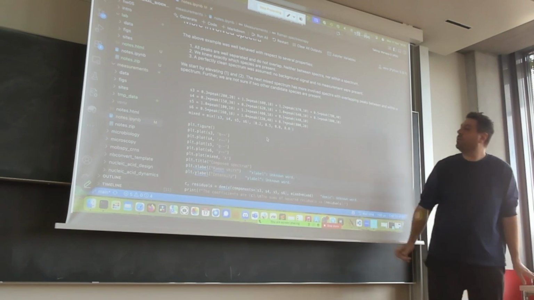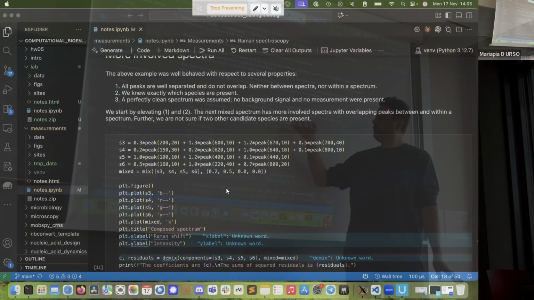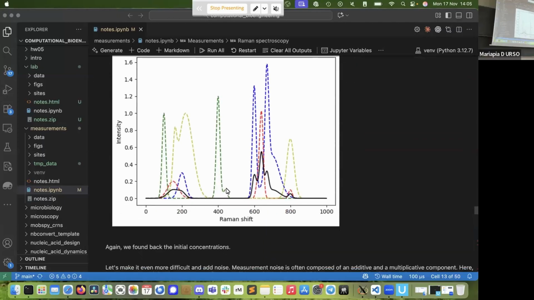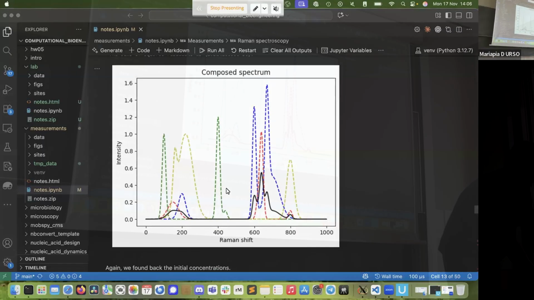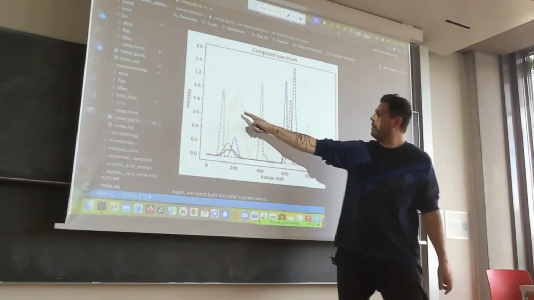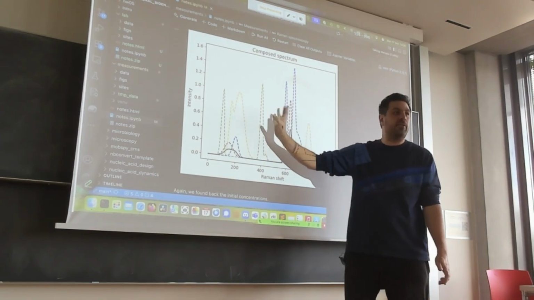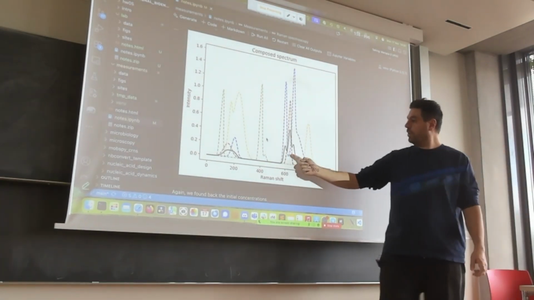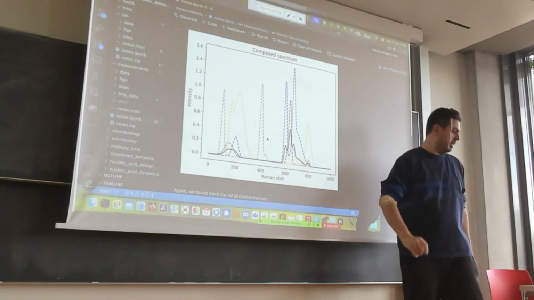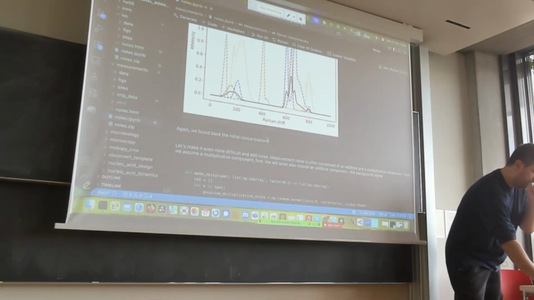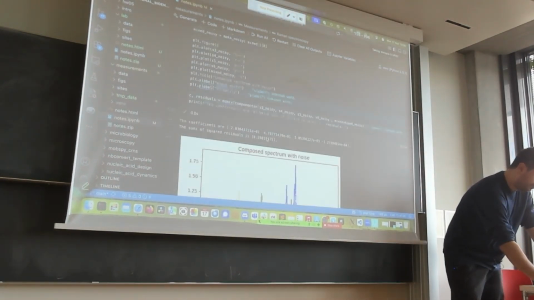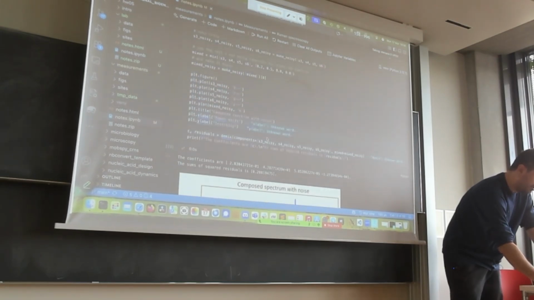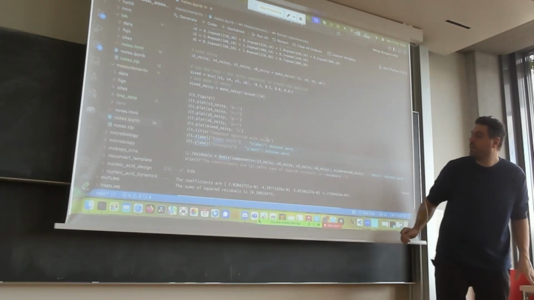So here we coded some more involved spectra. Actually, four of them. They look like this, a bit more involved. In particular, they have overlapping peaks now. It's starting to get a bit nasty. And this is the composed spectrum. Already, it doesn't look so nice. So we run it, and it tells us here the coefficients.